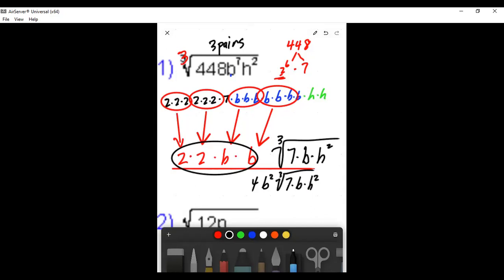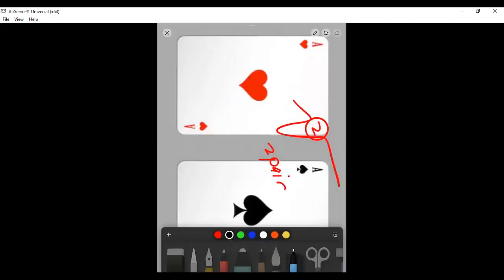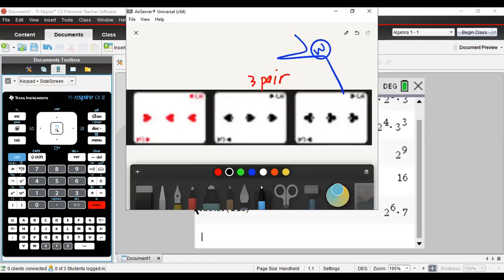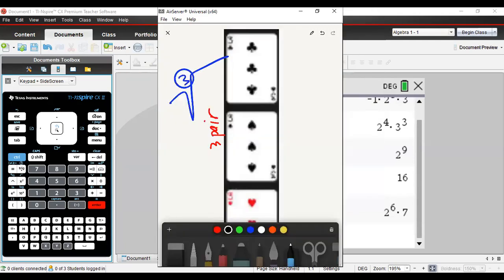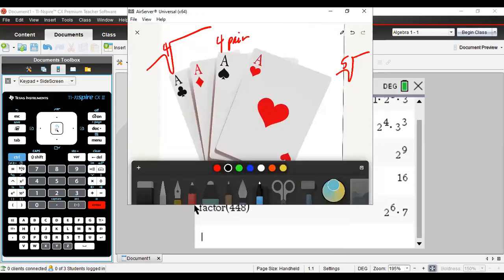I hope this has been helpful. So let me recap. When you're doing this, if it's a square root, you're looking for 2 pairs of numbers. If you are doing a cube root, you're looking for 3 pairs of the same number. If you're doing the 4th root, you're looking for 4 pairs of the number. If it's the 5th root, you're looking for 5 pairs of the same number.